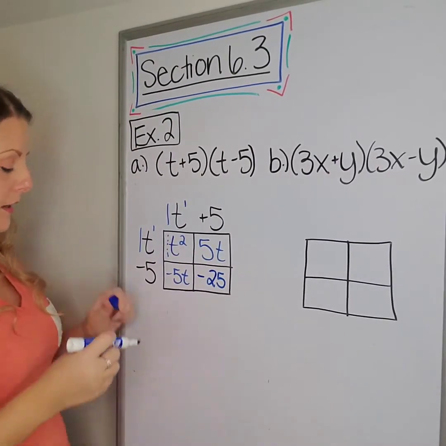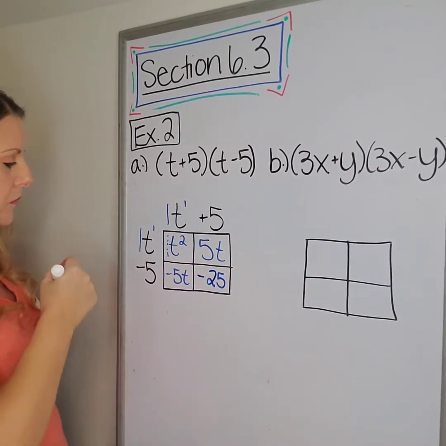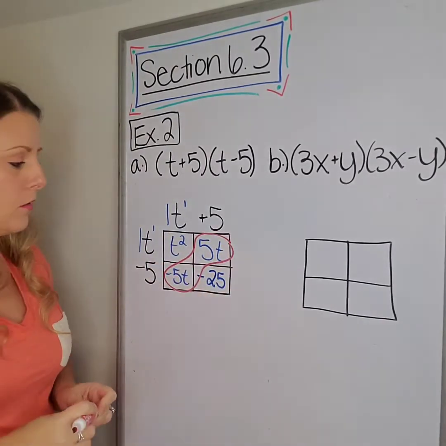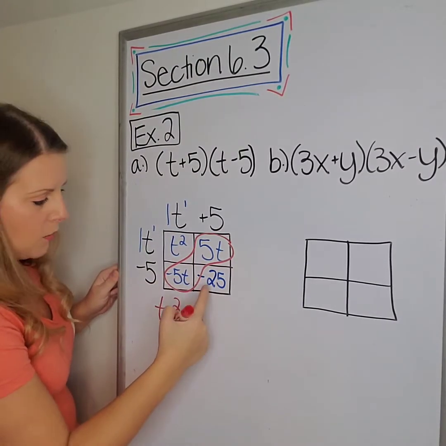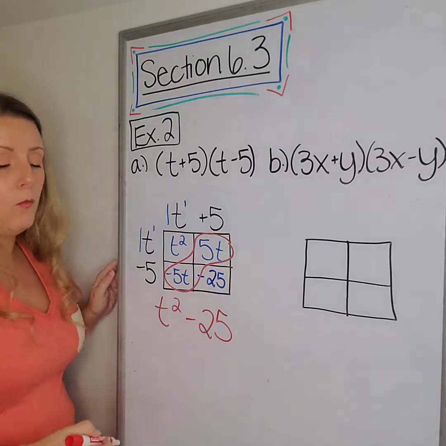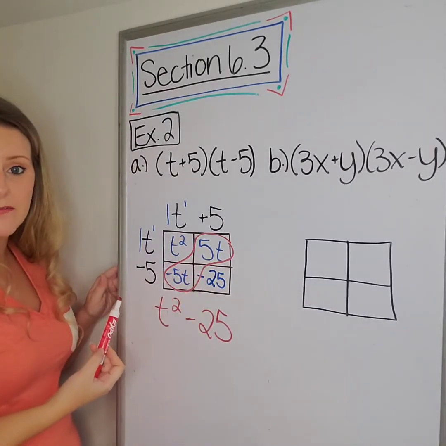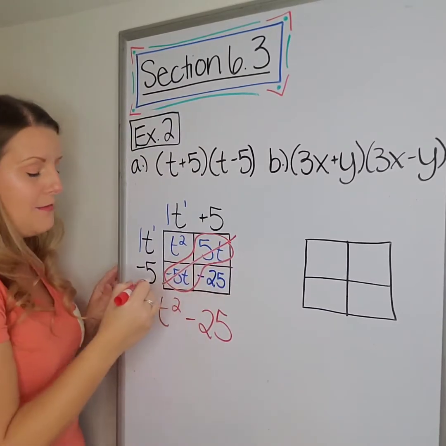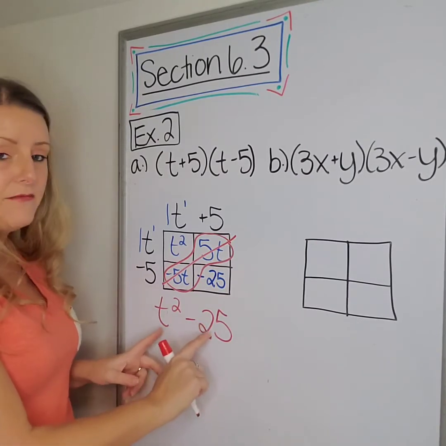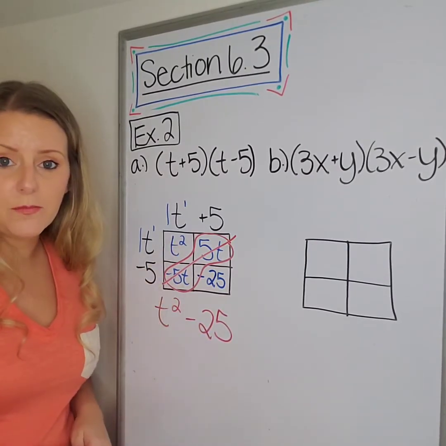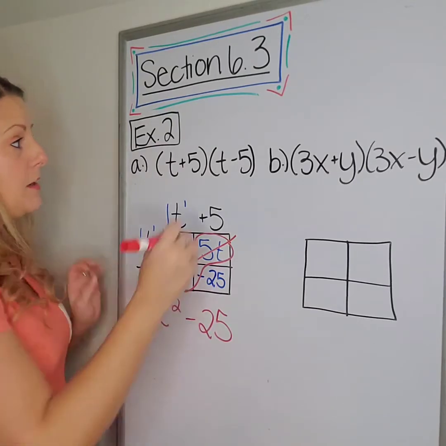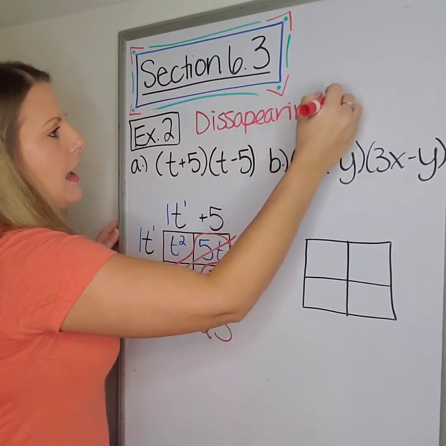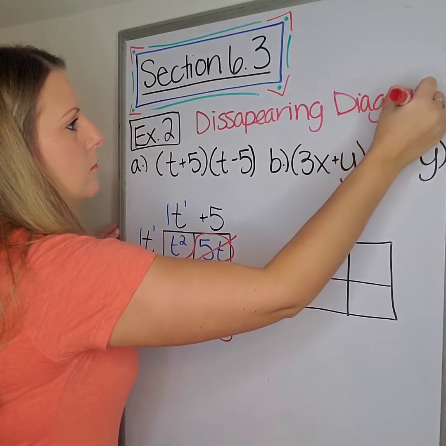Okay, so what's going to happen here is you're going to look at your diagonals. We don't need this imaginary 1. And these are what we call a disappearing diagonal. So we've got t squared. We've got the minus 25. But what happens here? What's 5t take away 5t? Or negative 5t plus 5t. Doesn't matter the order. It makes 0 and they disappear. And we only have the 2 terms. We don't have that middle term anymore. Okay, so this is called a disappearing diagonal. Okay?